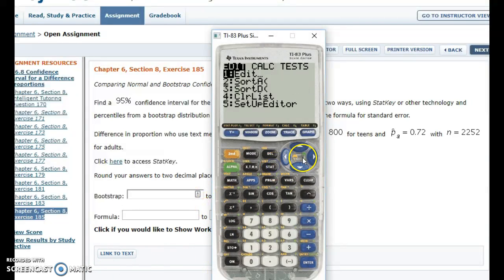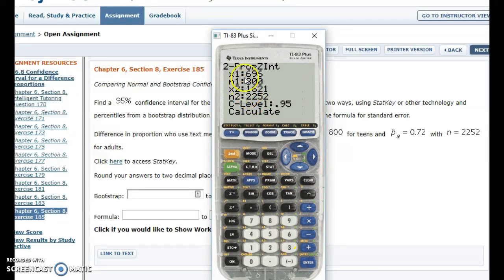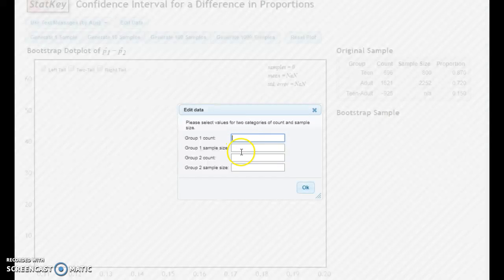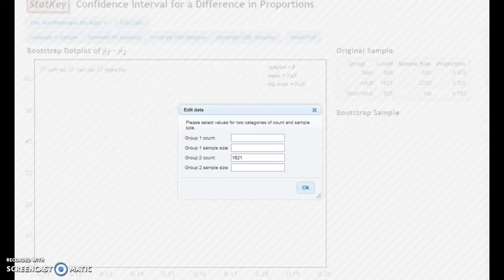Let me just go back to stat. Make sure my numbers. So 696 and 1621. Oh, great. 1621. And I just forgot what my numbers were. I'm pulling up my calculator as well. So let's see. 1621. I'm going to move it off the screen because stat key will. So it's still there for me. I'm looking at 2252. And let's see. 696 and 800.